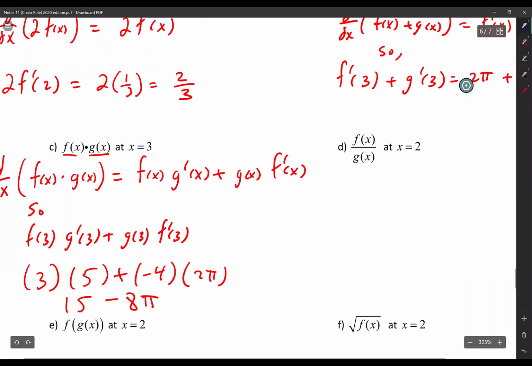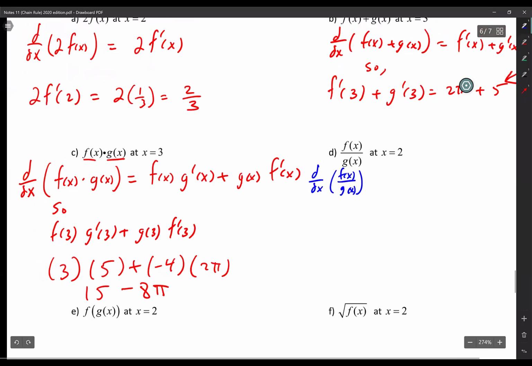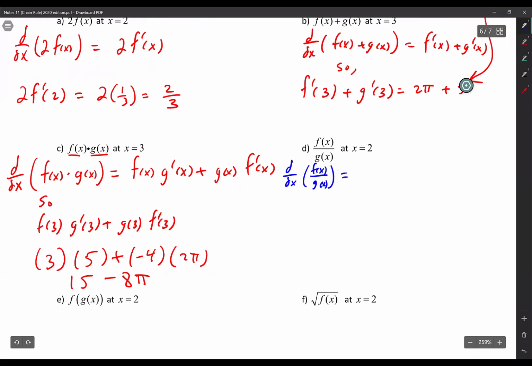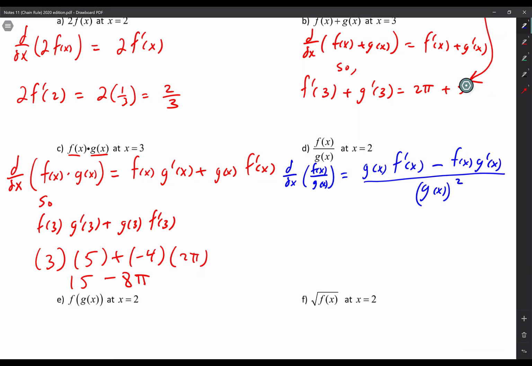What rule do I got to use for this one? I'm going to change the color so I can fit it all in here. Yeah, quotient rule. Bottom times the derivative of the top, low d high, minus top times the derivative of the bottom, high d low, all over low low.